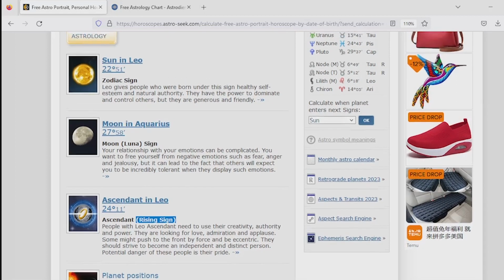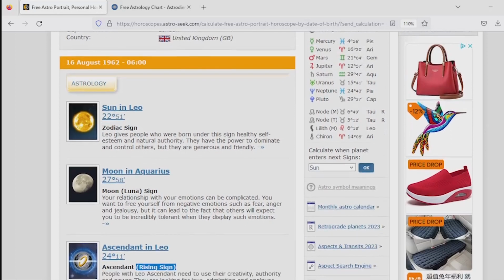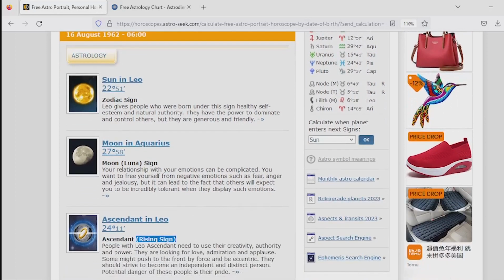So this particular person has the sun in Leo at 22 degrees. They have the moon in Aquarius at 27 degrees, and they also have the ascendant or rising sign in Leo at 24 degrees. The reason that this person has the ascendant and the sun in the same sign is because they were born first thing in the morning, and that's what rising means. That's the sign that was ascending in the sky.